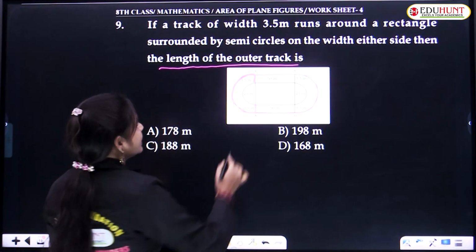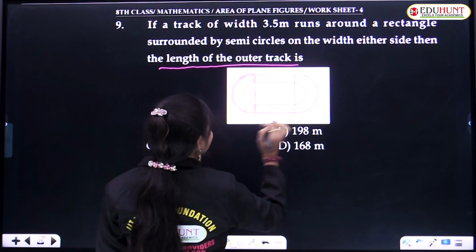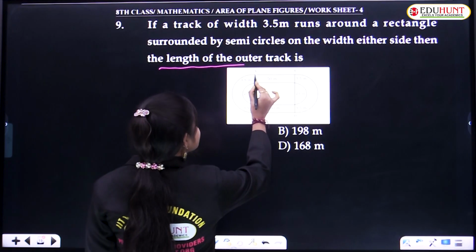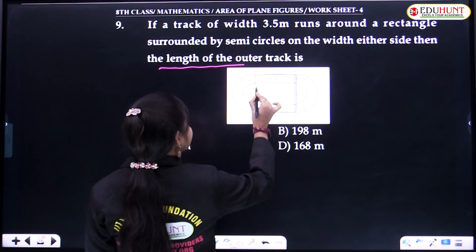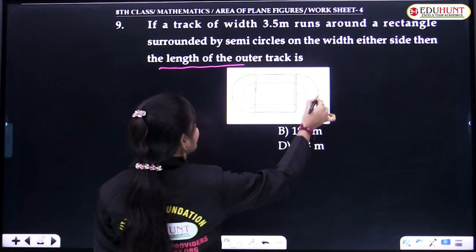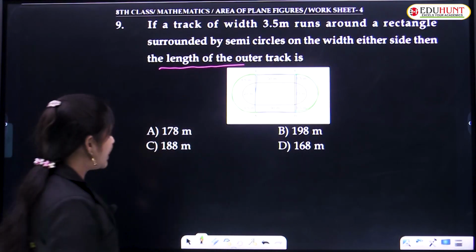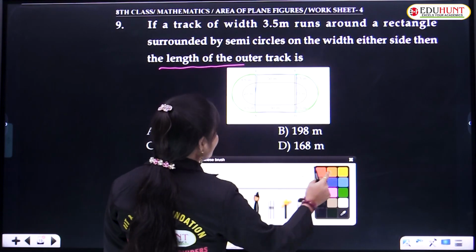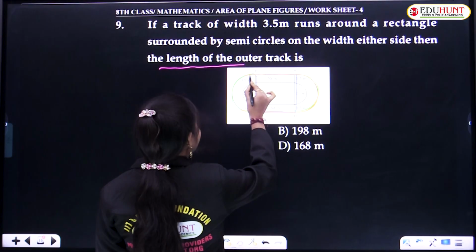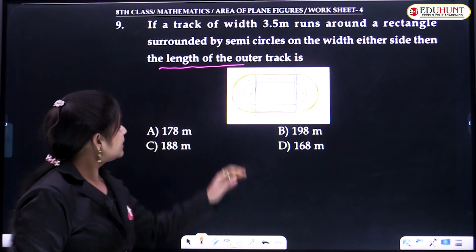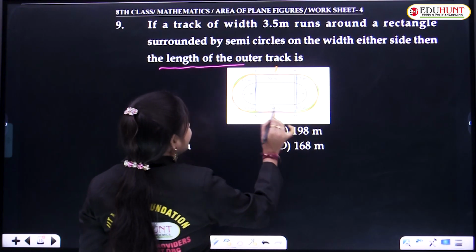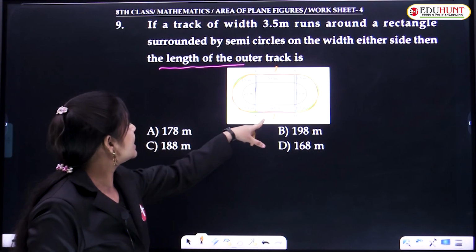Okay, when you observe this, we can see that this is the rectangular shape. And here 2 semicircles are there, no? Here one semicircle is there, here another semicircle is there. Now what we need to find out here? We need to find the length of the outer track. Outer track means this semicircle and this semicircle. In the middle we have the rectangle, no? So that is the length.